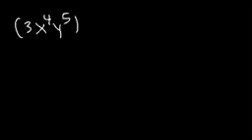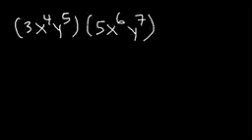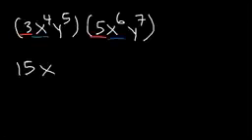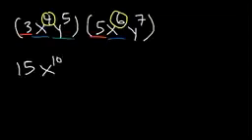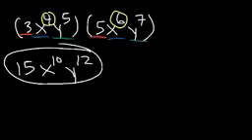So now let's work on some practice problems. What is 3 x to the 4th y to the 5th multiplied by 5 x to the 6th y to the 7th? So first we need to multiply the 3 and the 5. 3 times 5 is 15. Next we need to multiply x to the 4th times x to the 6th. That's going to be 4 plus 6, which is 10. And then we need to multiply y to the 5th times y to the 7th. 5 plus 7 is 12. So the answer is 15 x to the 10 y to the 12.